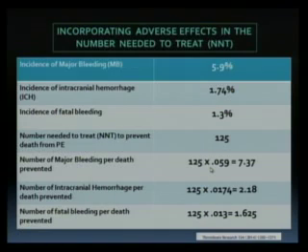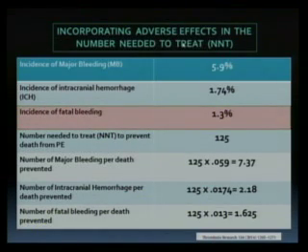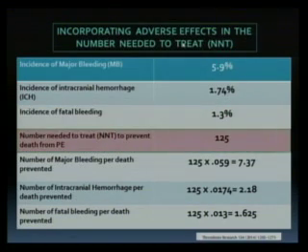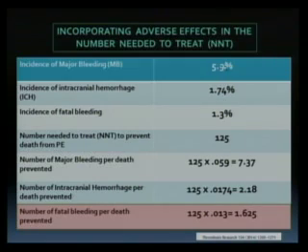When you do a risk-benefit assessment and incorporate it with the numbers needed to treat, you would see here that the incidence of fatal bleeding in this particular meta-analysis is 1.3%. And the number needed to treat to prevent one mortality from pulmonary embolism is 125. To save one life in somebody with PE without hypotension, you need to treat 125. But your incidence of major bleeding is 5.9%. And therefore, if I have to save one life, I will have to harm about 7 to 8 patients with major bleeding.